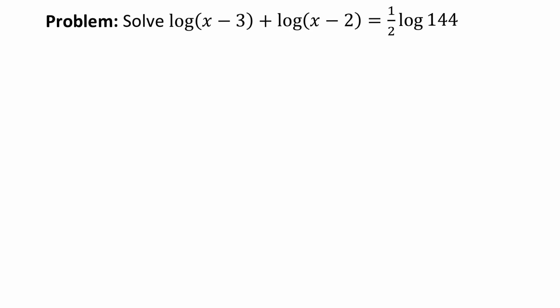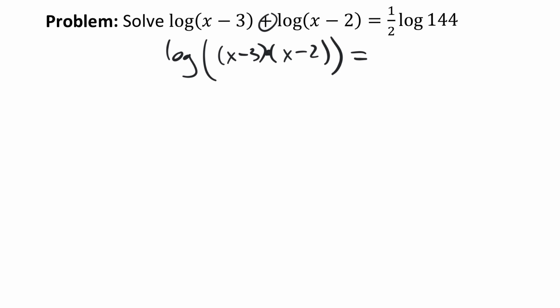Hello. In this video, we're going to continue looking at equations that already have logarithms present, but we're going to have a few more twists and turns. So if you notice here, we have log(x - 3) plus log(x - 2) equals 1/2 log 144. Now, obviously, we have to combine these two logs because we know that you have to have only one log on each side. So a quick move of turning that addition into multiplication seems reasonable.